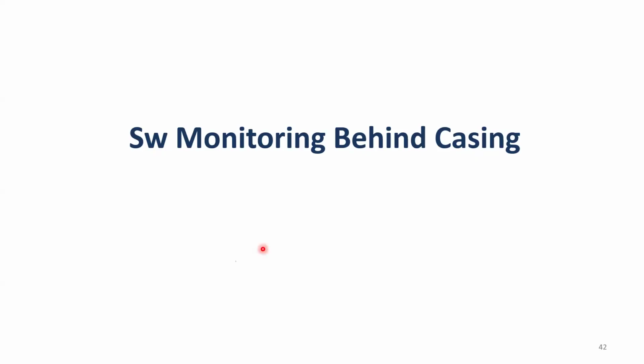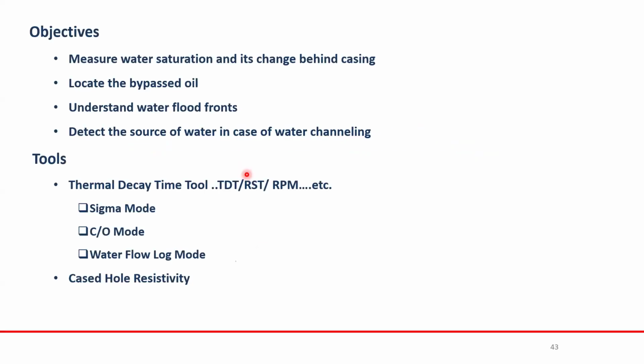So, water saturation monitoring behind the casing. The objective is to measure water saturation and its change behind the casing, locate the bypassed oil, understand the water flood front, and detect the source of water in case of water channeling. Tools: thermal decay time tool TDT, RST, RPM. RPM is for Baker, and so on.